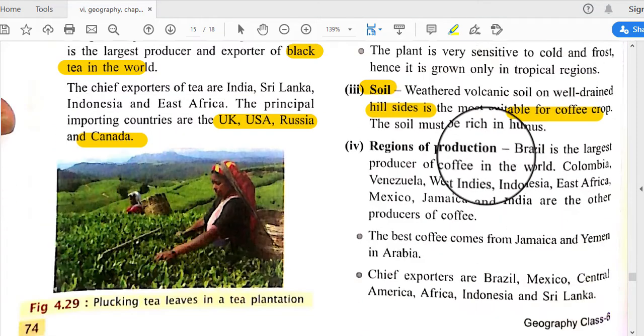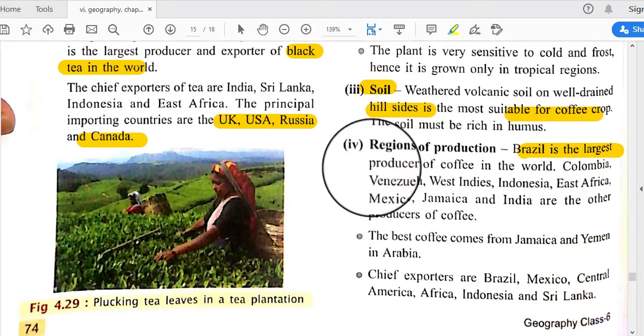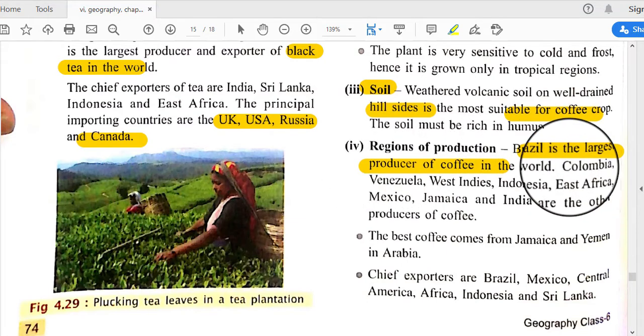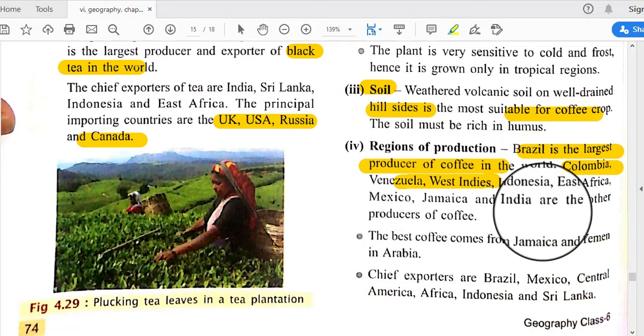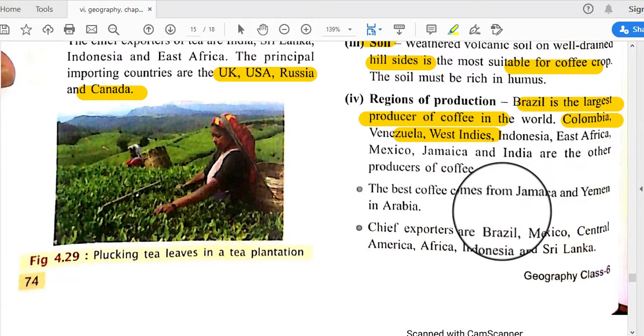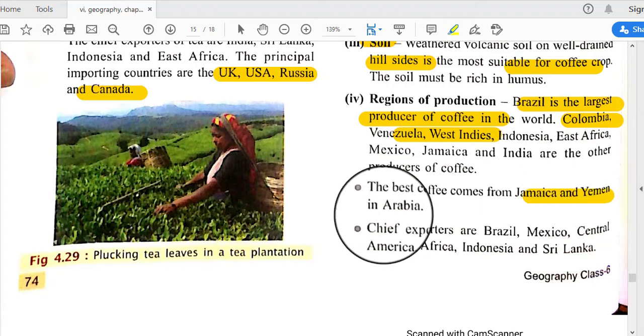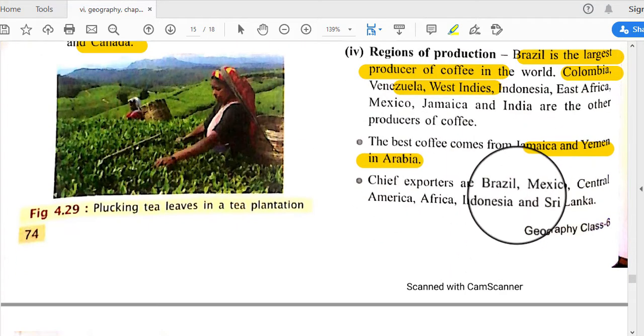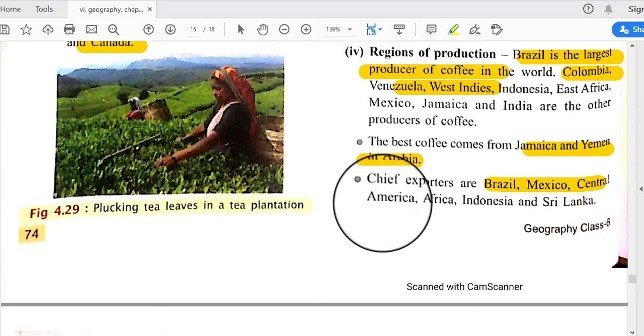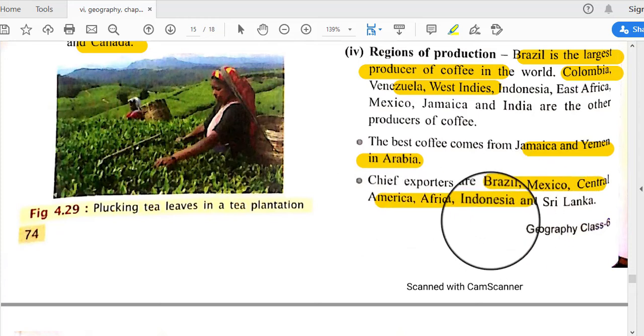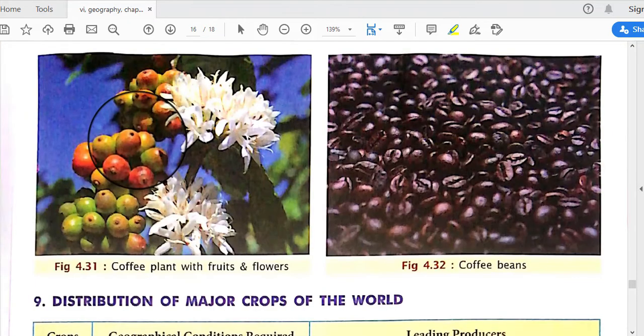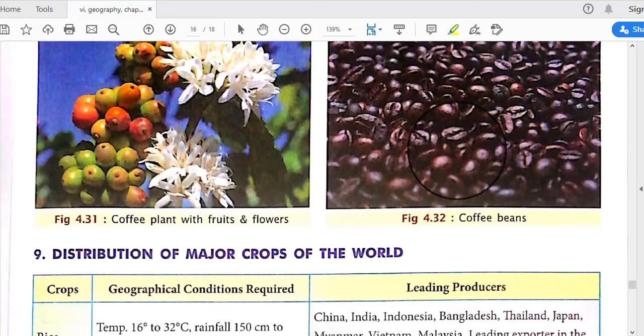And the regions: Brazil is the largest producer of coffee in the world, and besides this Colombia, Venezuela and the West Indies are also famous for coffee cultivation, and the best coffee comes from Jamaica and Yemen in Arabia. The chief exporters are Brazil, Mexico, Central America, Africa and Indonesia. So these are the coffee plants. From these seeds or fruits coffee is collected, and these are the coffee beans.